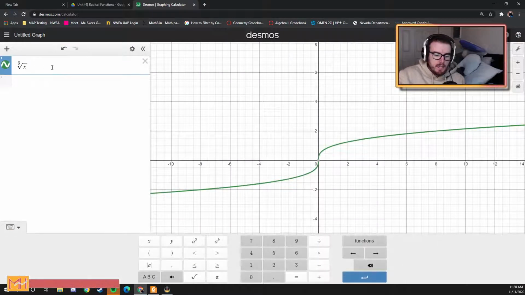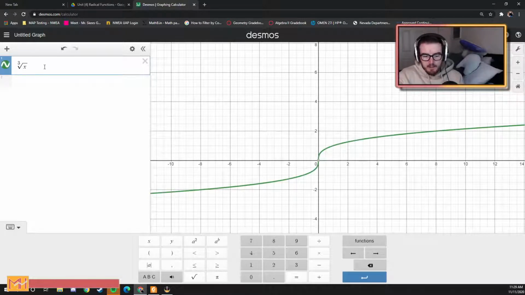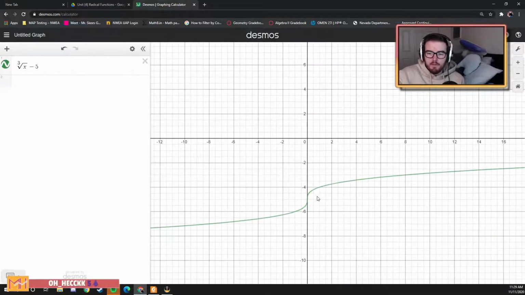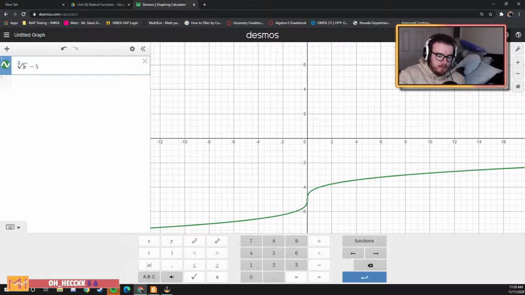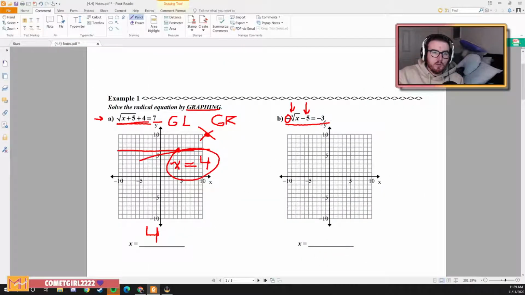And here I'll show you, right? Minus 5 under the radical moved it right 5, but it's not under the radical, it's outside of the radical. So boom, it moved it down 5, and then don't forget about the negative. So there's our graph. And then we need to punch in the right side, which is simply negative 3.